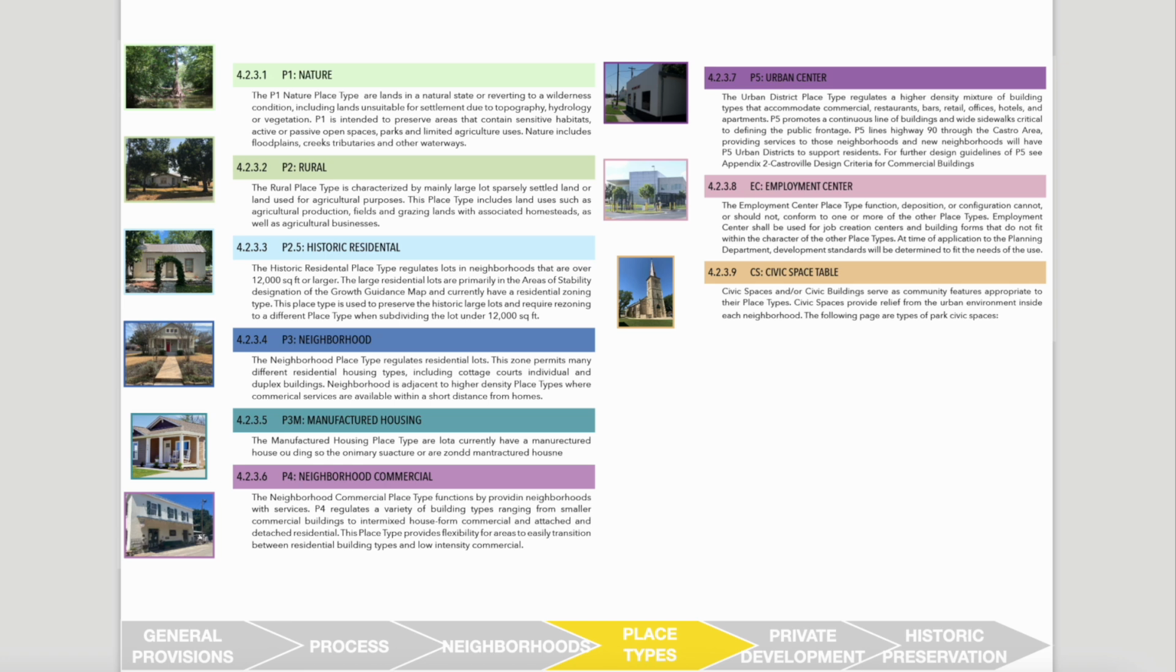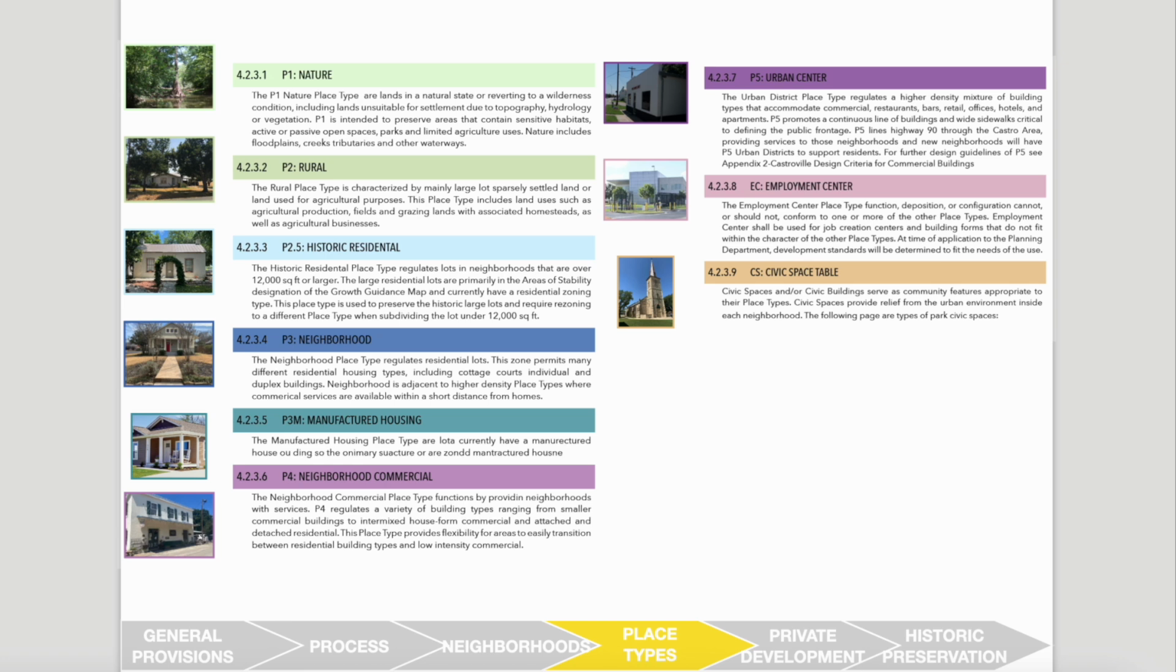P3M is manufactured housing. These are a translation from the existing manufactured house development that is seen throughout Castroville's existing zoning. P4 is where the residential neighborhood and commercial district intersect. This is where the largest diversity of housing types for commercial and residential purposes exists, with the intention of allowing a more commercial feel, similar to what is seen in current downtown Castroville.